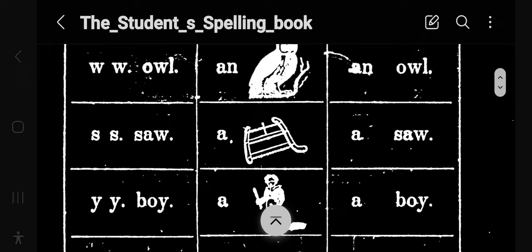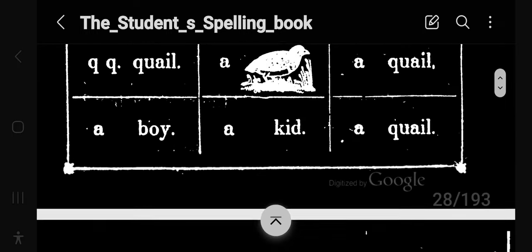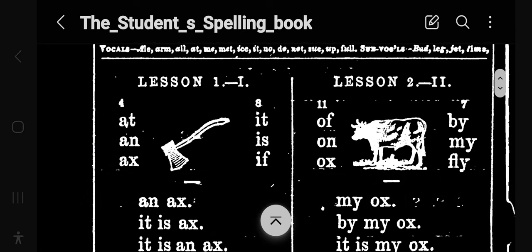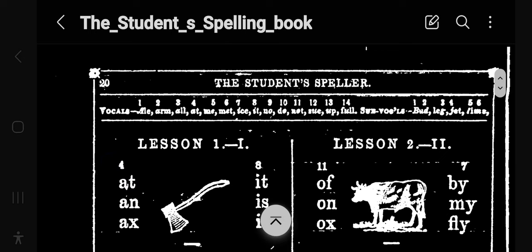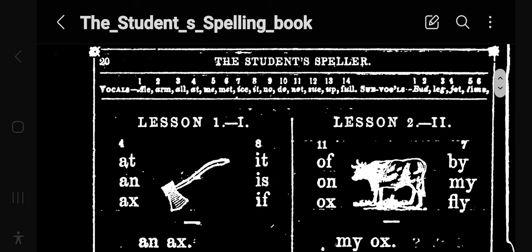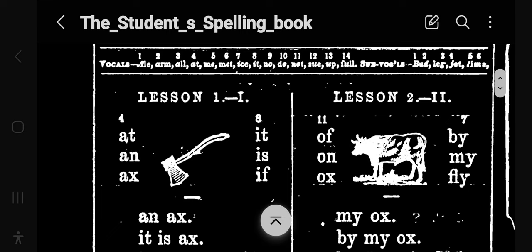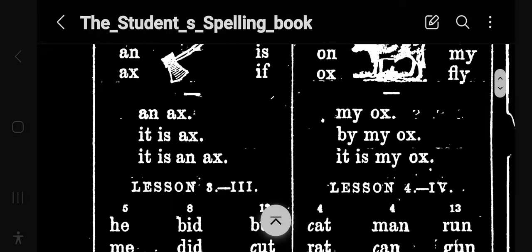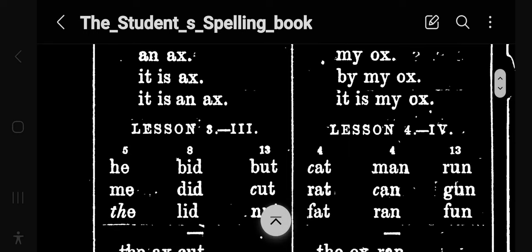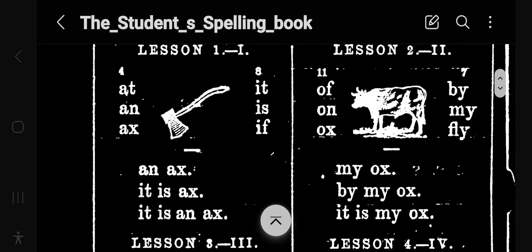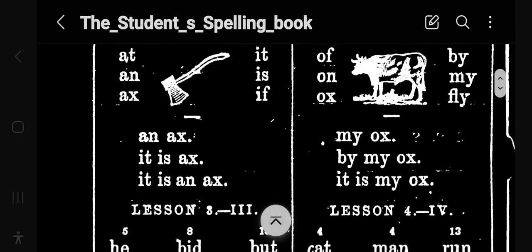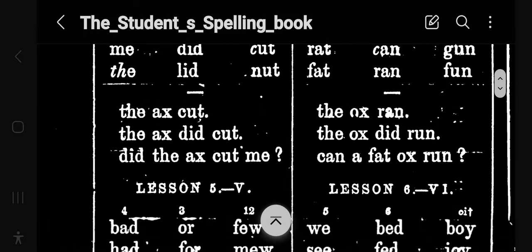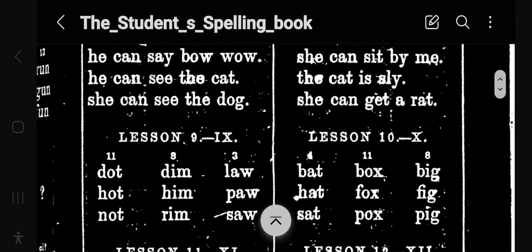Maybe this book will help me with my vocabulary too. What is a cup? Lesson 1.1. An axe. It is an axe. Oh no, that's a number. It is X. It is an X. Lesson 3. All the Roman numerals are showing you how you write the numbers in Roman numerals. They're teaching you how to write numbers in Roman and in Arabic. That's interesting.